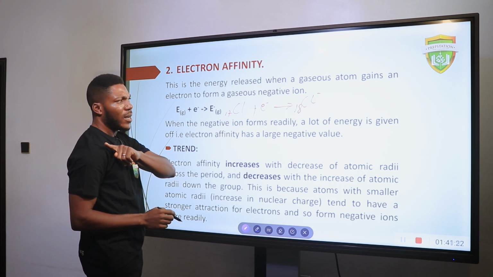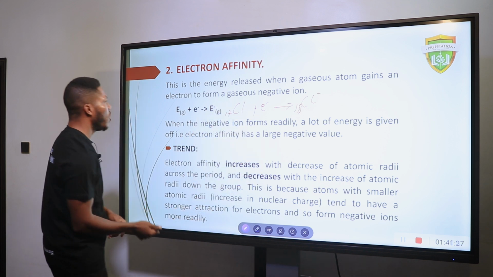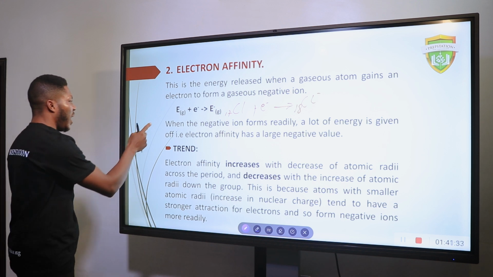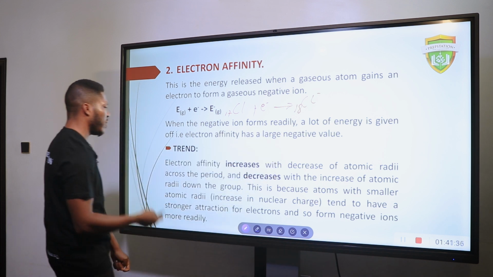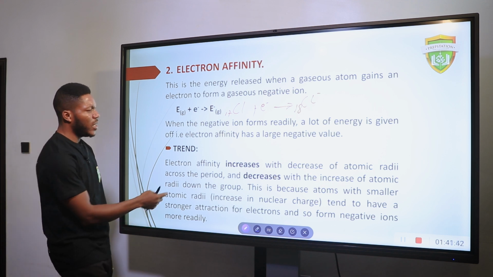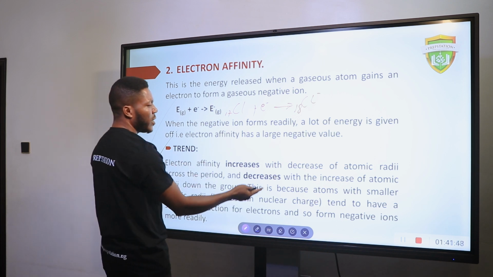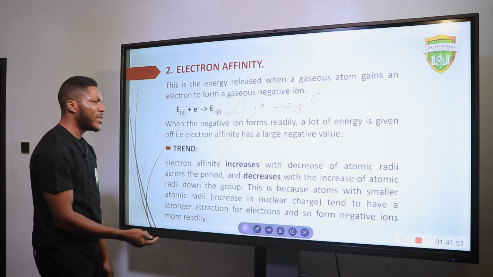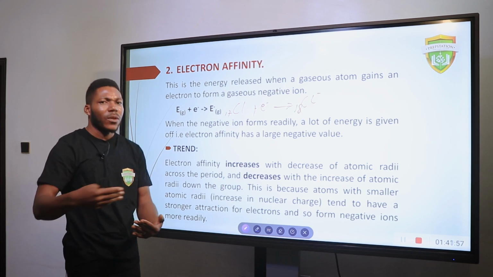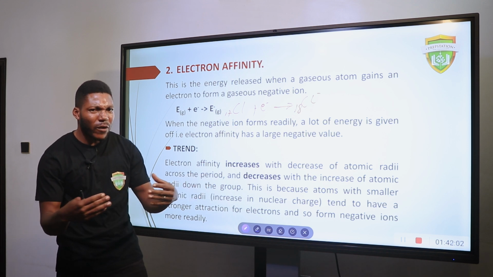18. All right? Now, if it is another element that maybe has 2 charge and so on, the charge keeps on increasing. So, when a negative ion forms readily, a lot of energy is given off. That is, electron affinity has a large what? Negative what? Value. What is the trend? It is the same trend with ionization energy. Okay, so it increases with a decrease of atomic radii across the period and decreases with the increased atomic radii down the group. That means as you are entering into the same period, okay, you are adding extra weight to the nucleus and cause the attraction to be greater. Because of what? Because of the shielding effect.